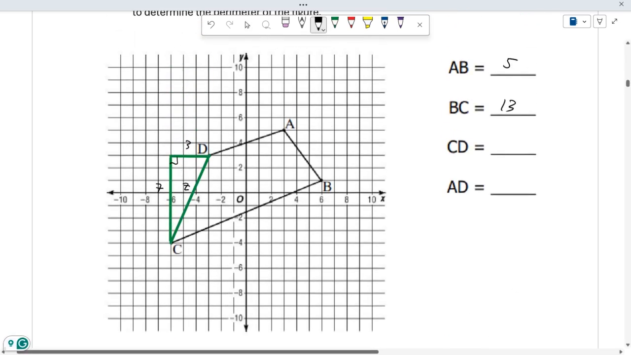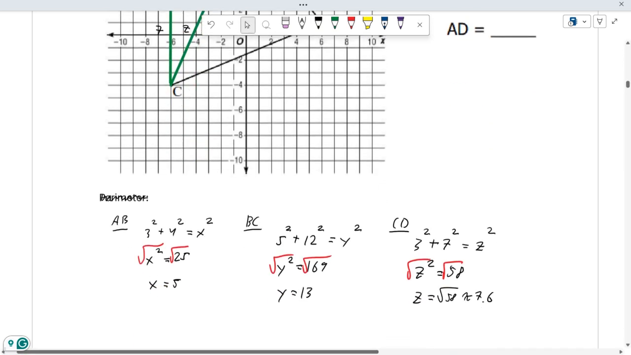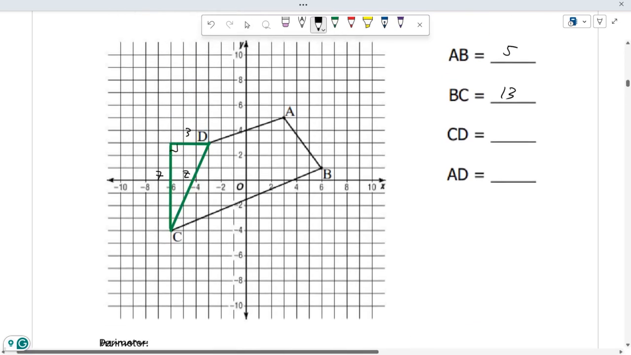And because we're finding perimeter, I think it makes the most sense to go with the decimal. If you wanted an exact answer, you would need to keep the square root of 58. But because we're going to be adding all of these numbers together, I think it makes sense to go with the decimal. The directions were a little unclear, so I'm just going to say 7.6, which is an approximate answer.